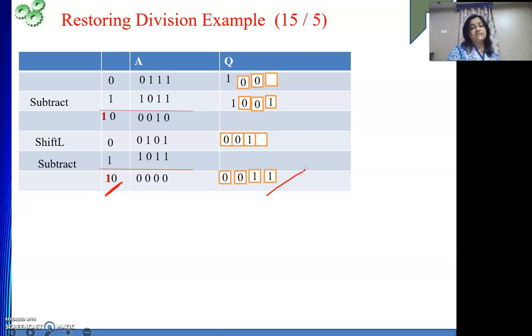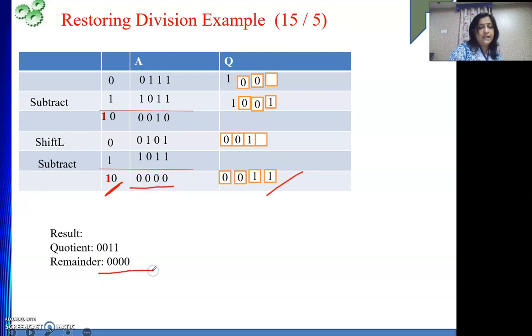As all the boxes are filled up in Q, that means we have completed our operation and our result is ready. Where is our result? The quotient bits in Q and the remainder in A. This part only I am going to consider. So my A will be all zeros, and Q means the quotient is 0011. That means it is 3. And what is the remainder? 0. Anyways, we know 15 divided by 5 will be 3 and there will not be any remainder. That means it is 0. So I hope this explanation is clear.